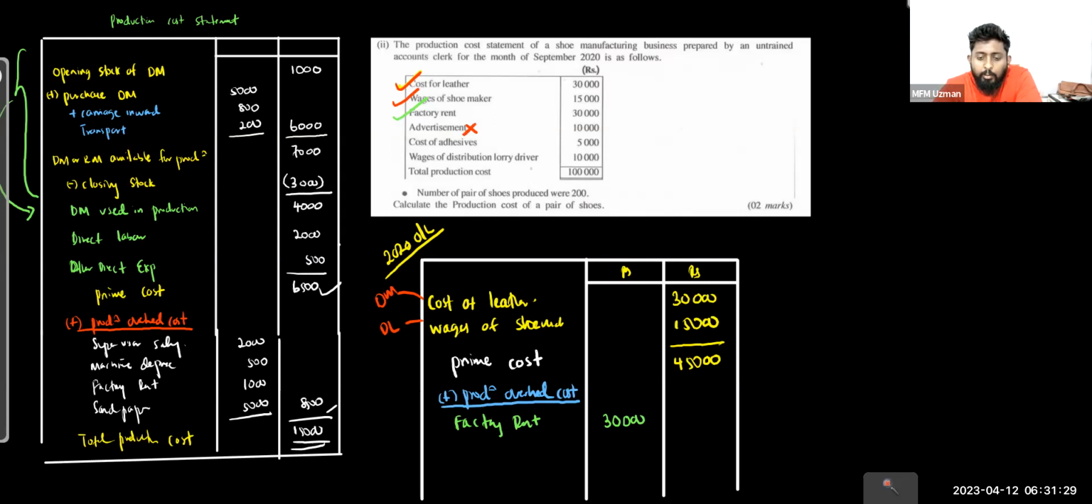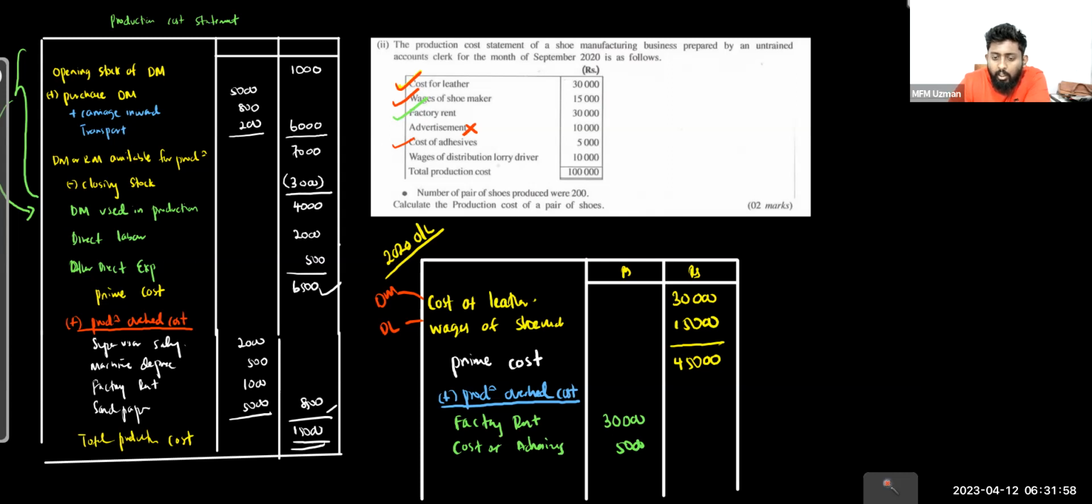Cost of adhesives means the gum that you use. It's material. Is it direct material or indirect material, guys? Cost of adhesives is gum, so it is indirect material. So I'm recording it here. Cost of adhesives. How much is it, guys? 5,000. That is also okay.